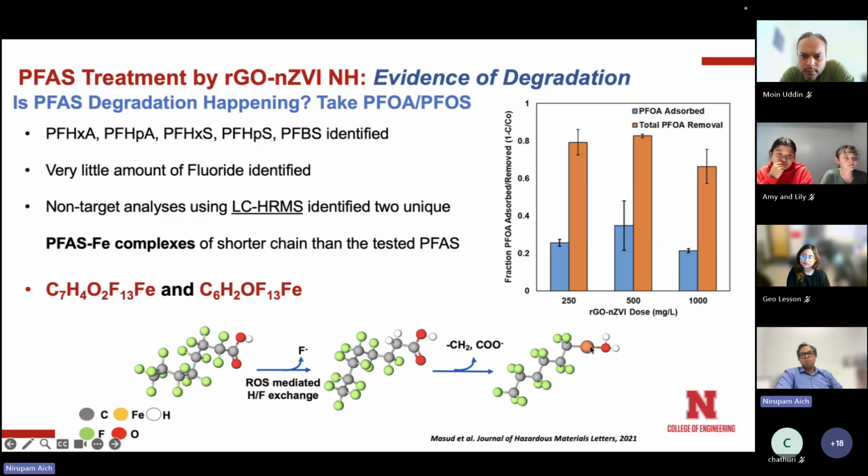Some of these iron-like molecule atoms can go and bind with PFAS too. So we were partially degrading some of the PFAS, but not completely. It was good that it degrades some of the PFAS, but most of it was absorbed on the surface.